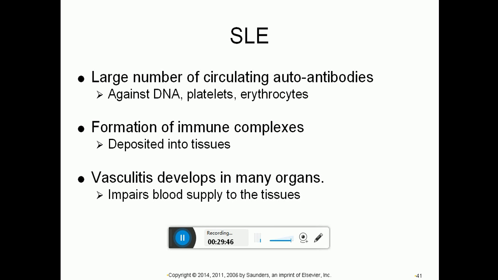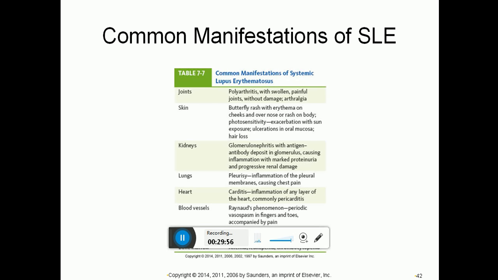This tissue damage can happen again either in one area, for example, like in the skin, and we have that butterfly rash, or it can happen in different parts of the body. So, for instance, it can happen in the joints, leading to arthritis. It could also happen in the kidneys, leading to glomerulonephritis. It can happen even in the brain and the central nervous system, leading to encephalitis.